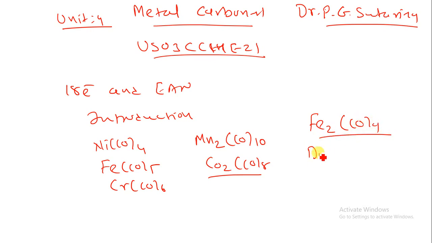Now this Fe2(CO)9 is known as diiron nonacarbonyl. 9 means nona, so by the combination of nona plus carbonyl, we have nonacarbonyl. So let us first understand the metal carbonyl Fe2(CO)9. In any dinuclear compound you have to study the metal-metal bond first of all.